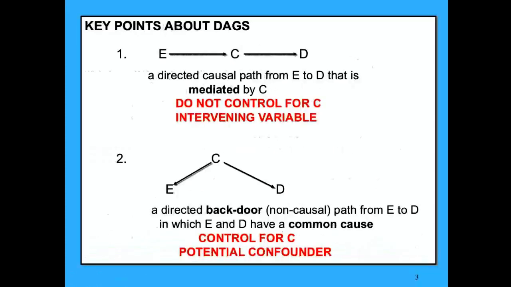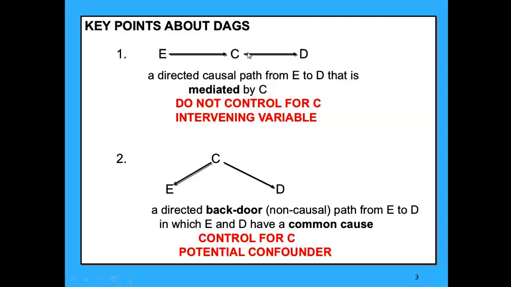And you may remember these pictures. That's the start-off part, when Penny started talking about this. This one says E goes to D through C. This says C goes to E and C goes to D. This is a situation where you have an intervening variable, and this is where C is a potential confounder. So if you had this situation, you don't want to control for C because it's an intervening variable. But if you had this situation, you probably ought to control for C.